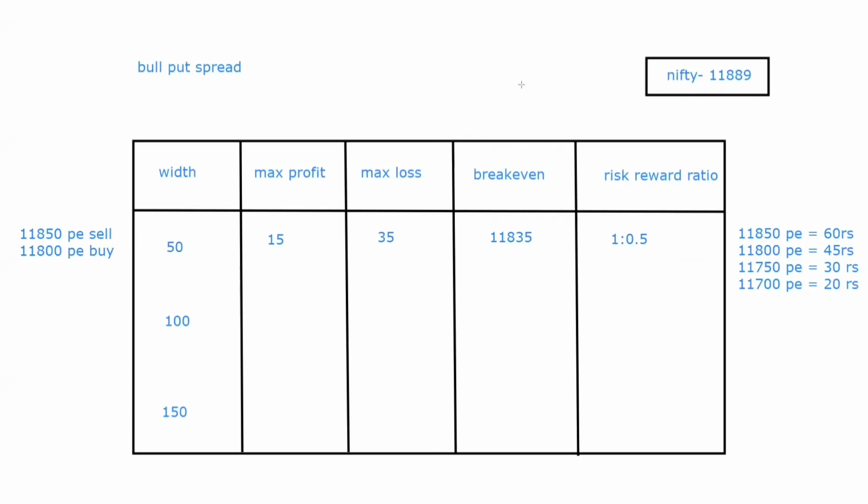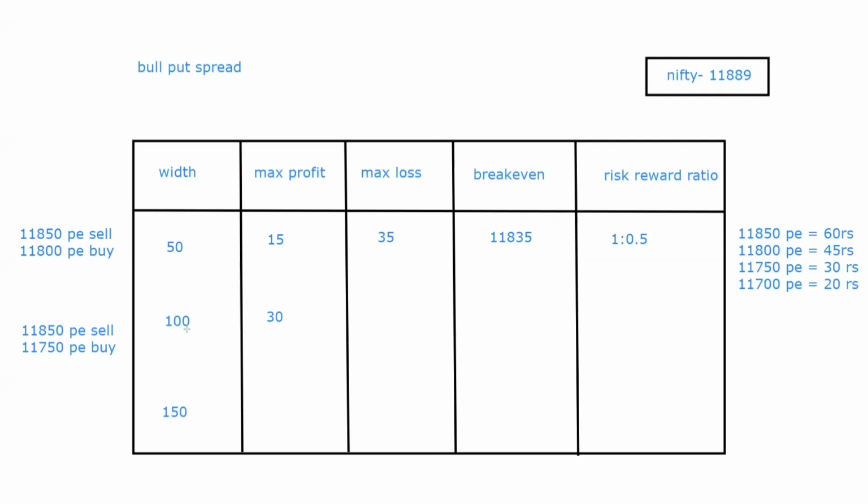Now we are going to take a 100 point width. 11850 PE sell, 11750 PE buy. So 11850 is the higher strike, 11750 is the lower strike. 11850 is trading at 60 rupees, 11750 is trading at 30. 60 we are getting, 30 we are giving. 60 is the credit, 30 is the debit. 60 minus 30 is 30. Hence the maximum profit, or the net credit, is 30.